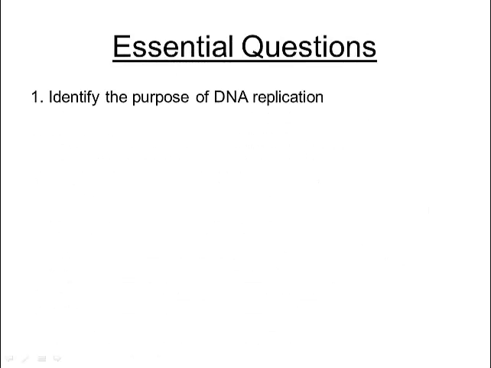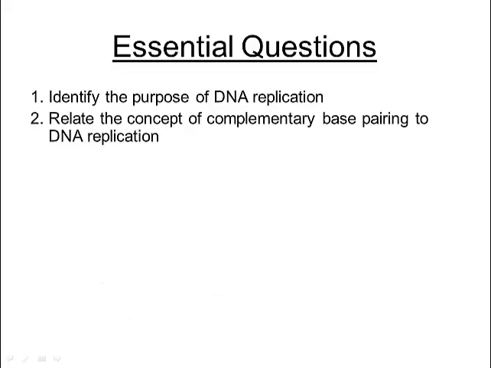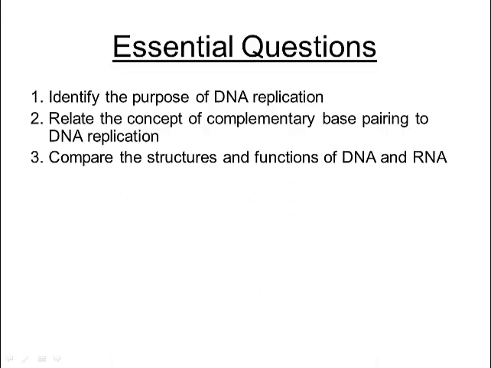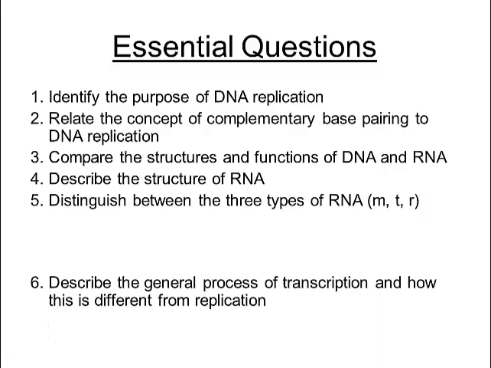So you would be able to identify the purpose of DNA replication, relate the concept of complementary base pairing to DNA replication, making it a very accurate process. We're going to compare the structures and functions of DNA and RNA, and we'll describe the general structure of RNA and the 3 types of RNA, which are messenger, transfer, and ribosomal RNA.